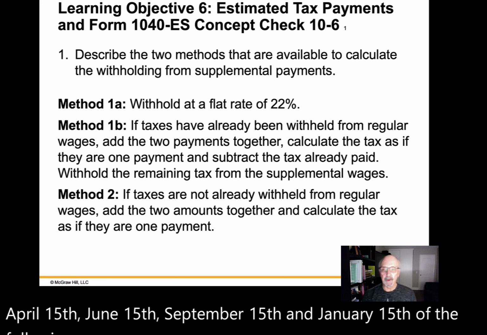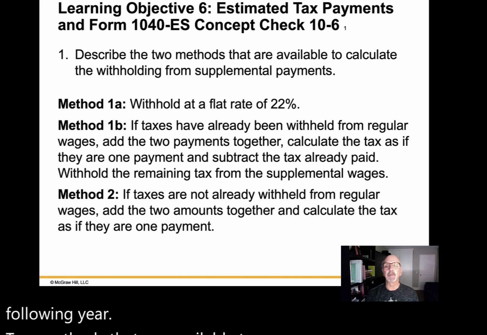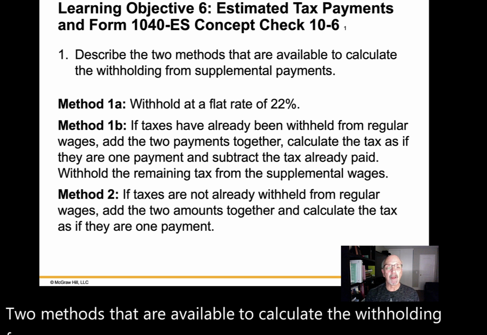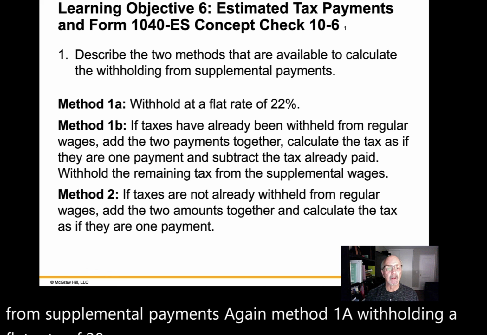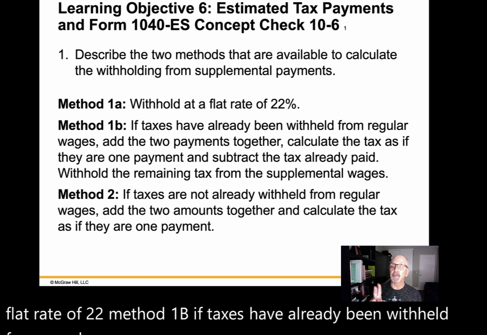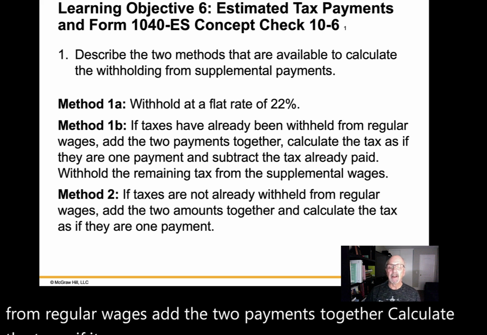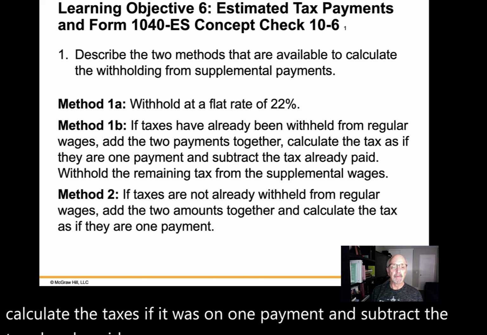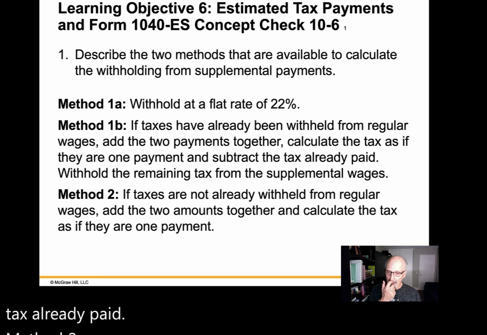Two methods are available to calculate the withholding from supplemental payments. Again, method 1A, withhold at a flat rate of 22%. Method 1B, if taxes have already been withheld from regular wages, add the two payments together, calculate the tax as if it was on one payment, and subtract the tax already paid. Method 2, if taxes are not already withheld, then add the two together and calculate the tax and make one payment.